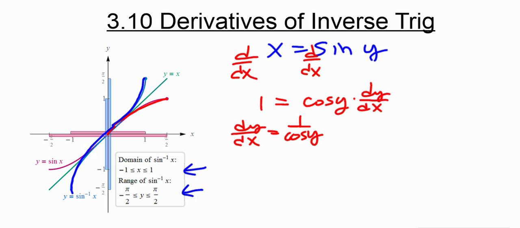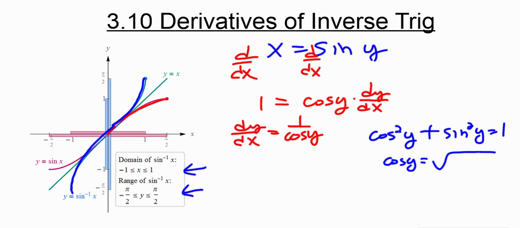But that's not in terms of x. So I'm going to use some kind of properties in order to do some substitution. I'm going to go back to the Pythagorean identity, cosine squared y plus sine squared y is equal to 1. So I want to go ahead and solve for cosine y so I can substitute that back in. When I solve for cosine y, I should get a positive and negative square root of 1 minus sine squared y. But that still is in terms of y.